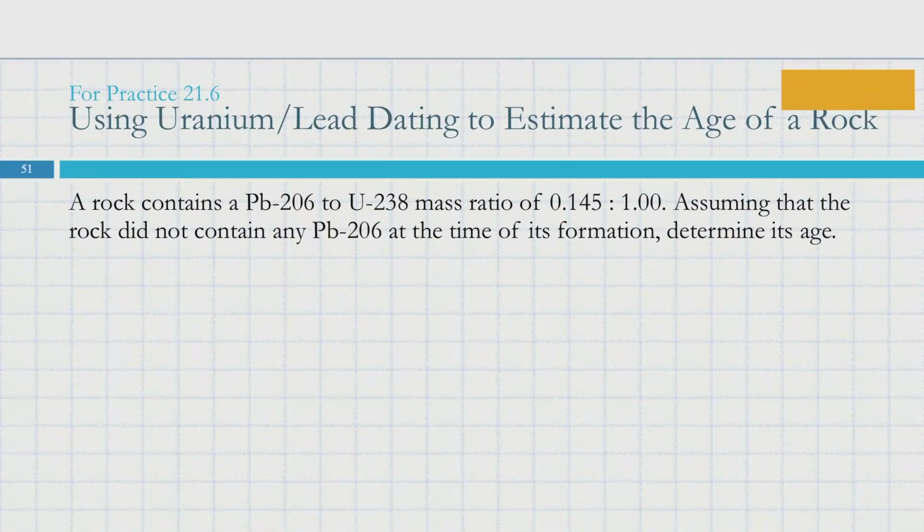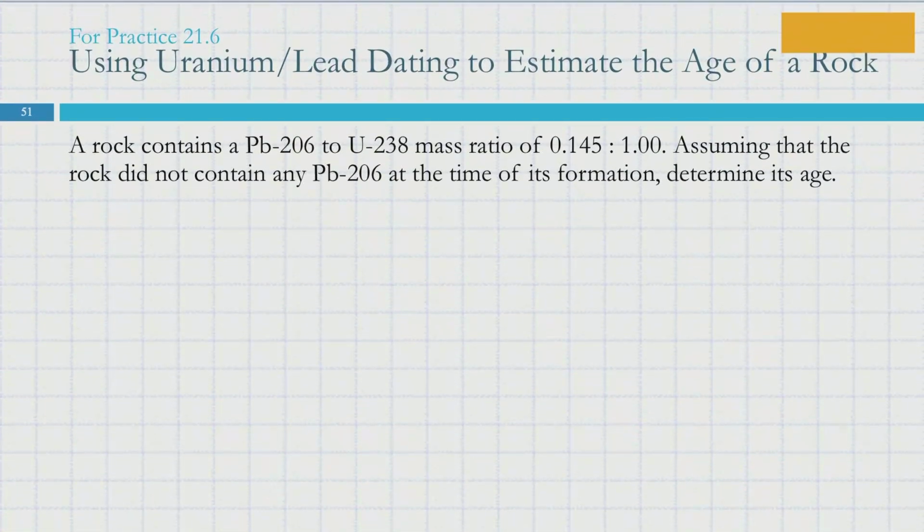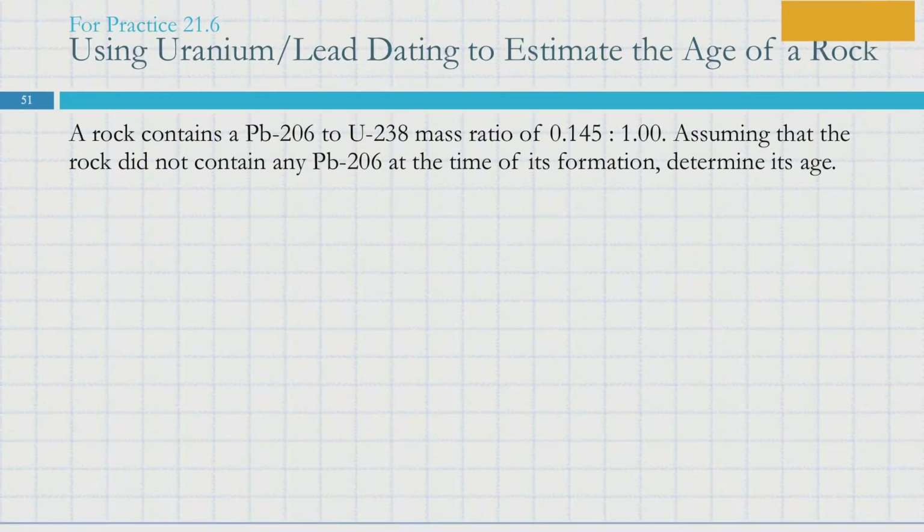Let's say that we want to use this method to estimate the age of a rock. A rock, not the country, contains a lead-206 to uranium-238 mass ratio of 0.145 to 1. Assuming the rock did not contain any lead at the time of its formation, lead-206, determine its age.